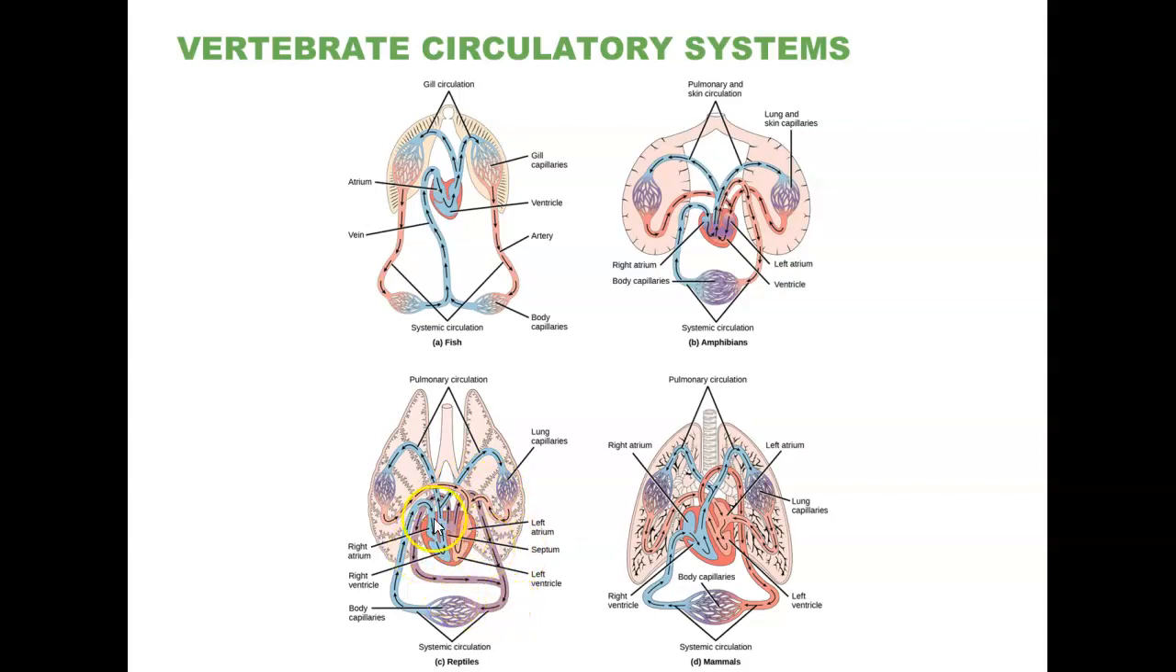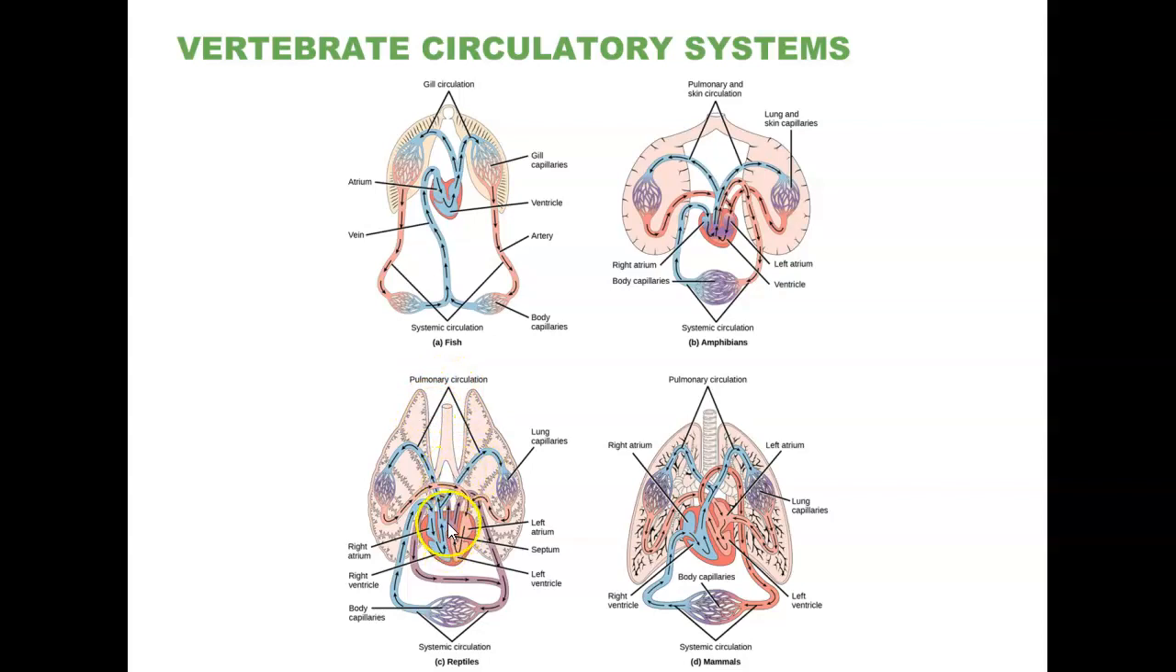We have four chambers, but not complete separation of those chambers right here. So it's much more efficient, but not as good as it could be. What this does allow is for some switching right here. So they can shut off what's called the pulmonary circuit. Pulmonary, pulmos, is the Latin for lungs.